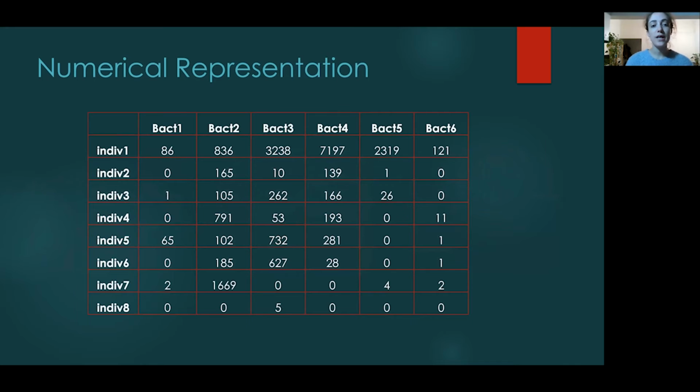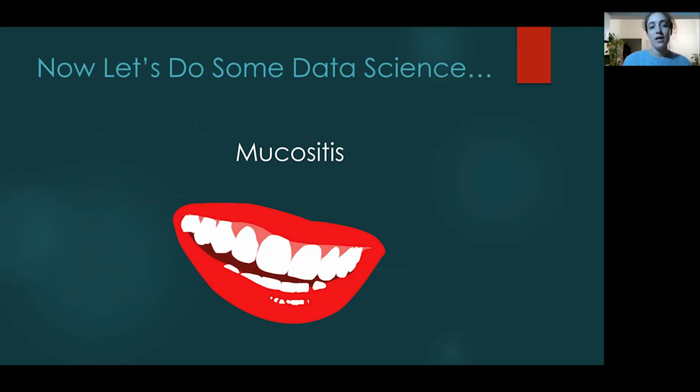So eventually we get this beautiful table where each column represents a bacteria and each row represents an individual from whom we took the sample. And each cell represents the concentration of the bacteria inside this individual. Very easy. So now that we have data, let's do some data science. So how many of you know what mucositis is?